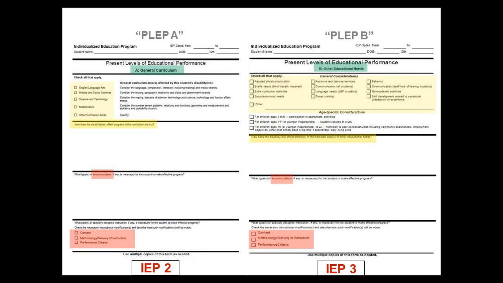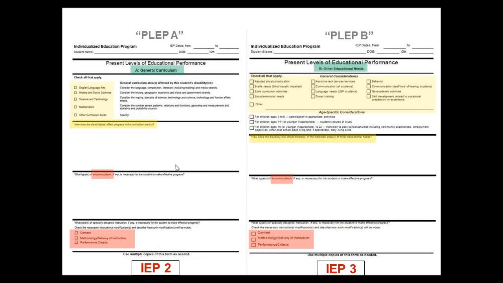So I am now on IEP 2 and IEP 3. That's essentially the next page in your writing guide. IEP 2 is on the first page. IEP 3 is on the second page. This is where we're talking about those PLEPs, that present level of educational performance.